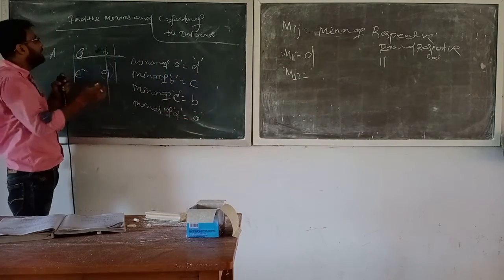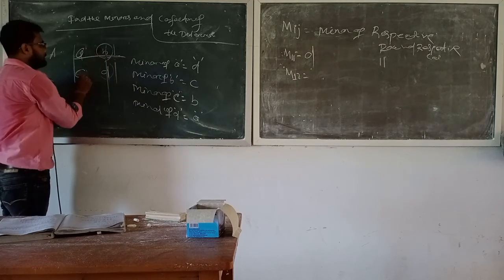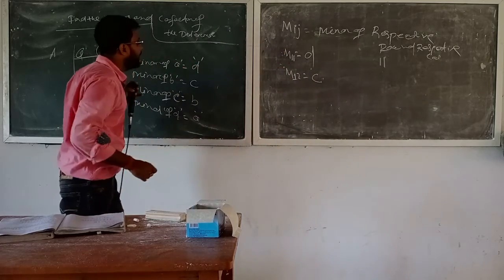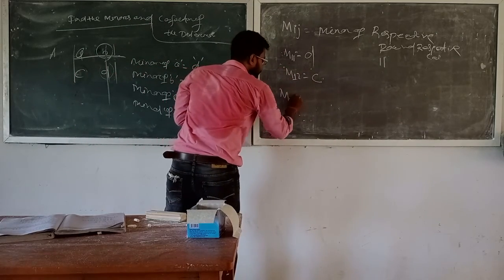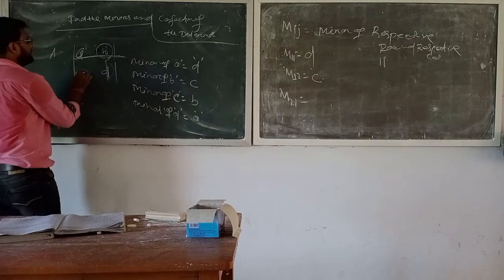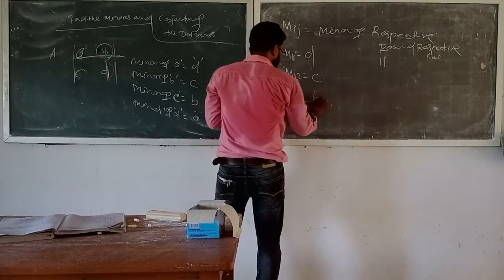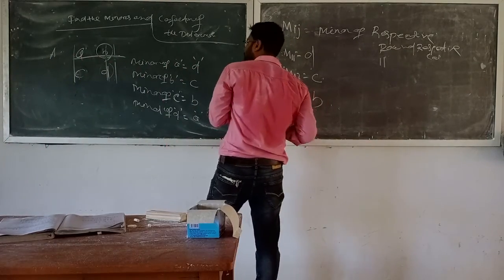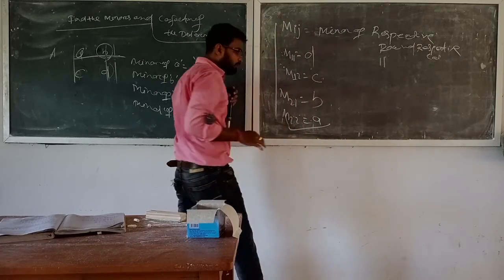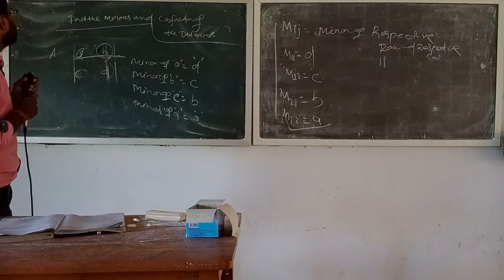And the intersection part is B. And what is the minor of B? That is C. Minor of B is C. Similarly, you can find M21. Second row, first column. The second row is C, first column, so the element is B. Similarly, M22, that is A.